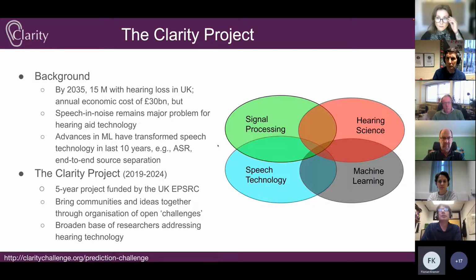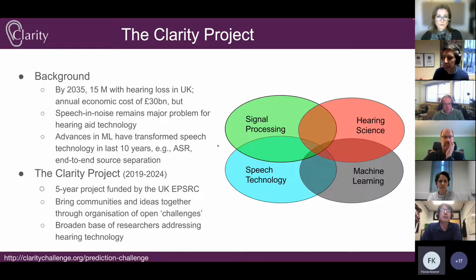So in our project, we were hoping to see whether these machine learning techniques, which have been so successful in other areas of speech processing, could be brought into the realm of hearing aids and hearing aid design. We were lucky enough to get funding from the UK government for a 5-year project from 2019 to 2024.